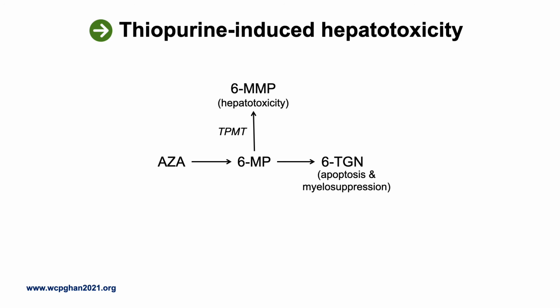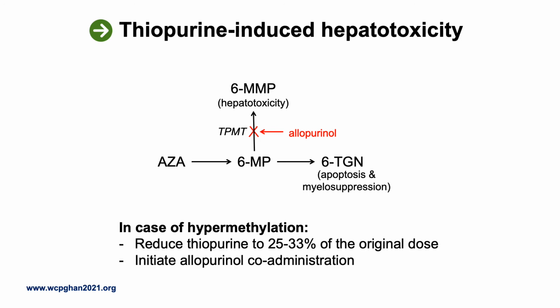lower levels of 6-TGN. This problem may resolve when the thiopurine is reduced to 25 to 33% of the original dose and allopurinol co-administration is initiated. So in patients on a thiopurine who show signs of hepatocellular damage, thiopurine metabolites 6-TGN and 6-MMP should be measured.